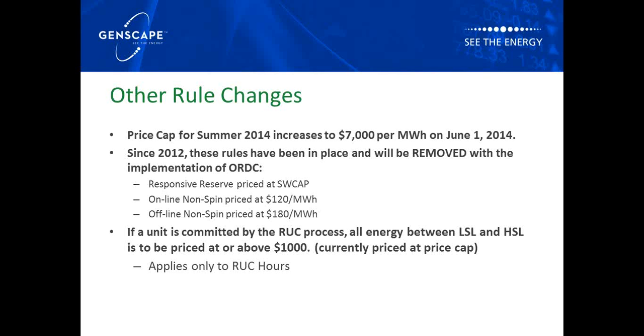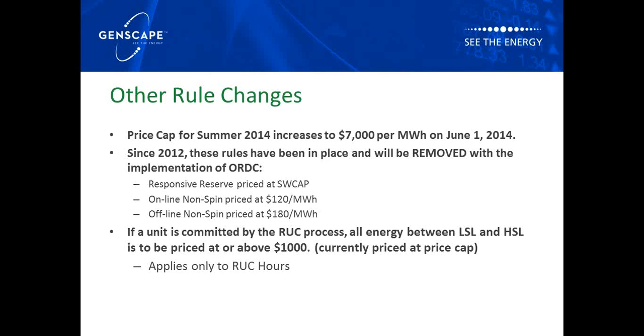So, other rule changes. Price cap for summer 2014, as I think Brian or John mentioned in a slide earlier, increases to 7,000 megawatts. That also happens on June 1st. And then there are 3 other rules that were enacted in 2012 that will be removed with the implementation of ORDC. One, responsive reserve being priced at cap. Online non-spin reserve priced at $120 a megawatt, and offline non-spin reserve priced at $180 a megawatt.